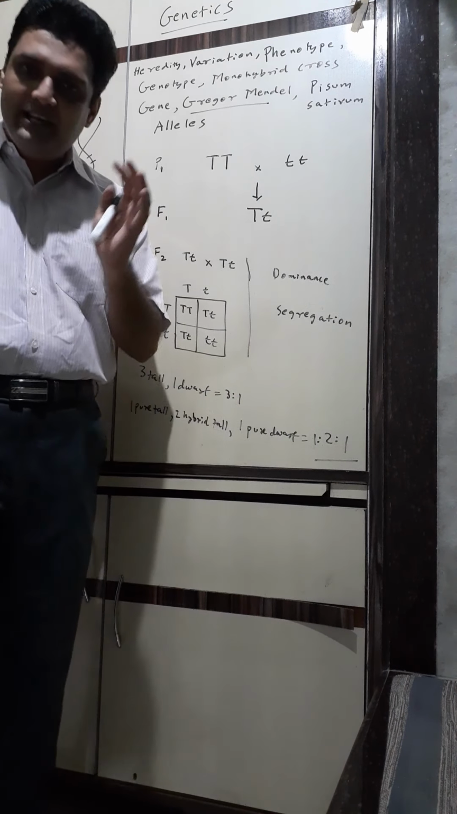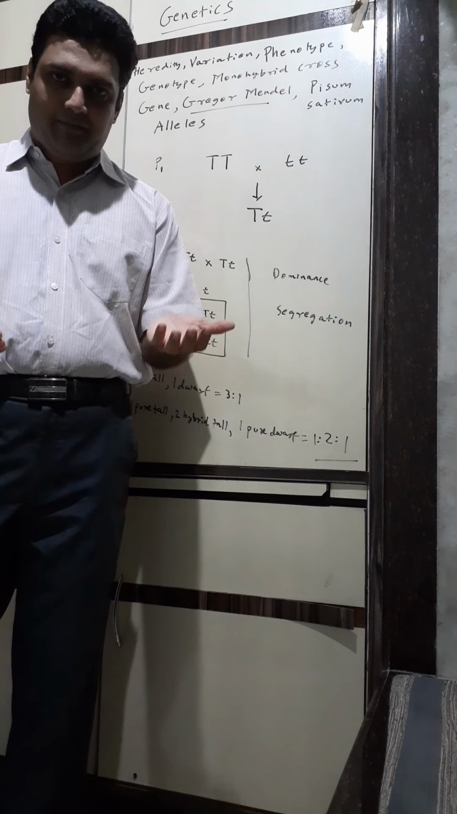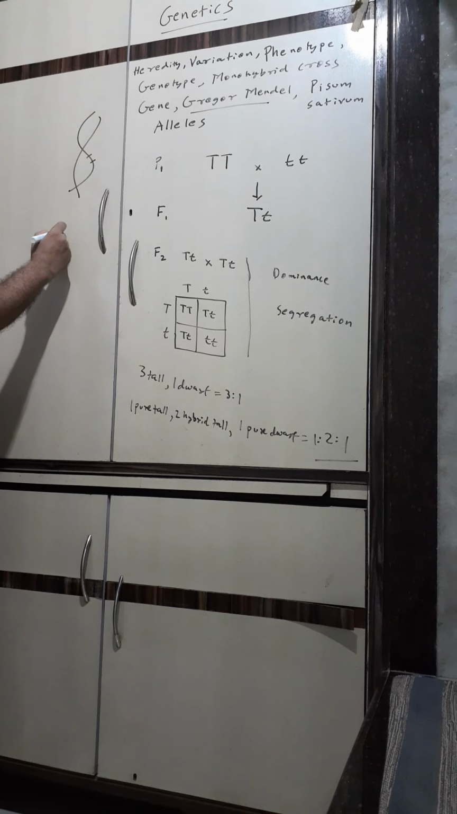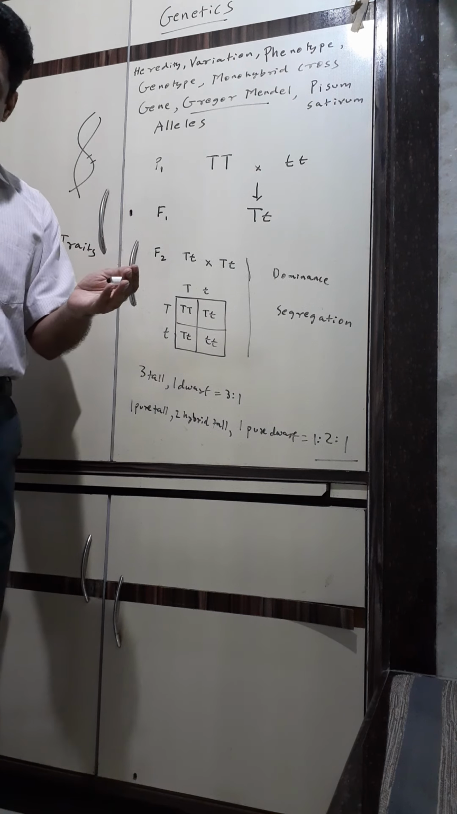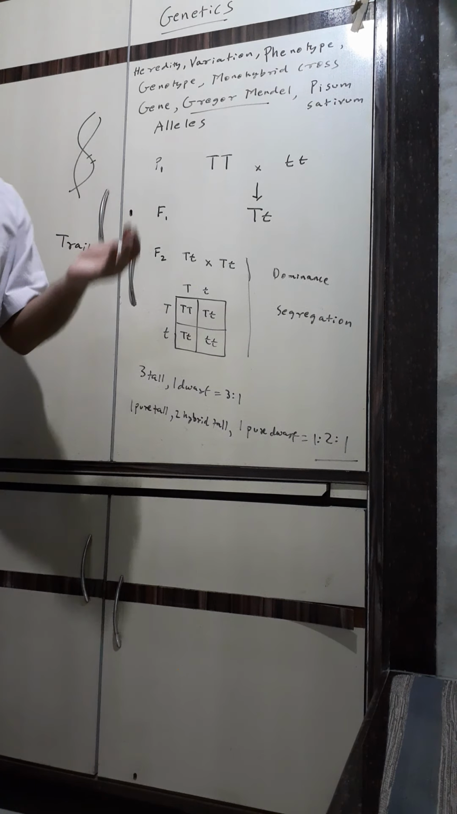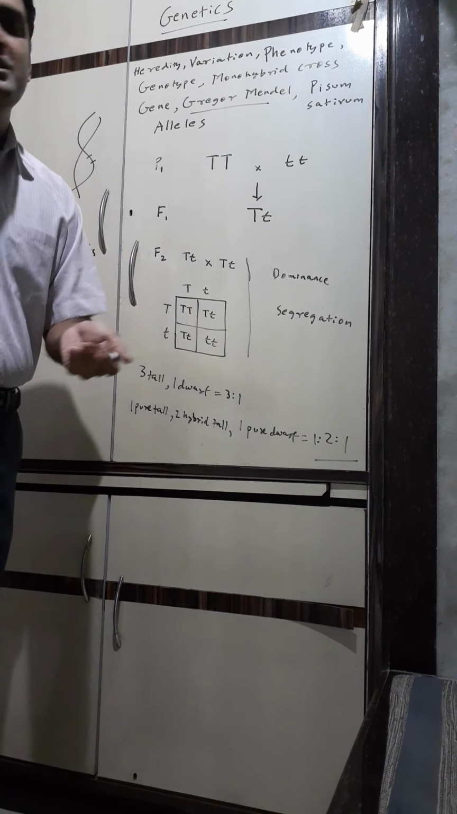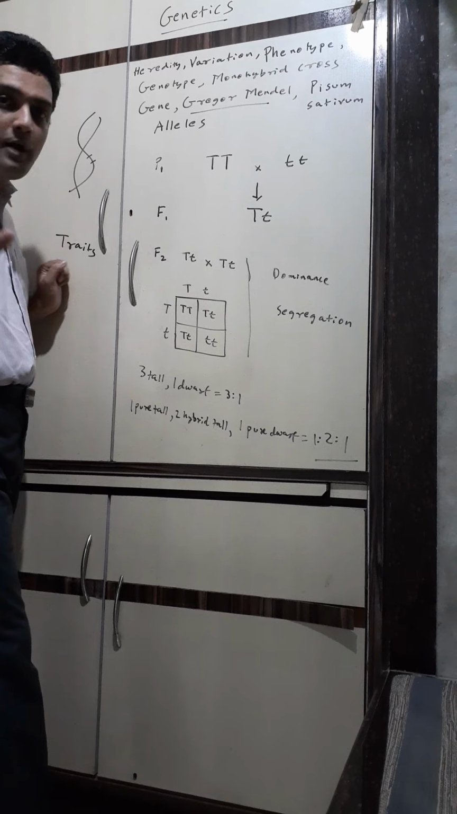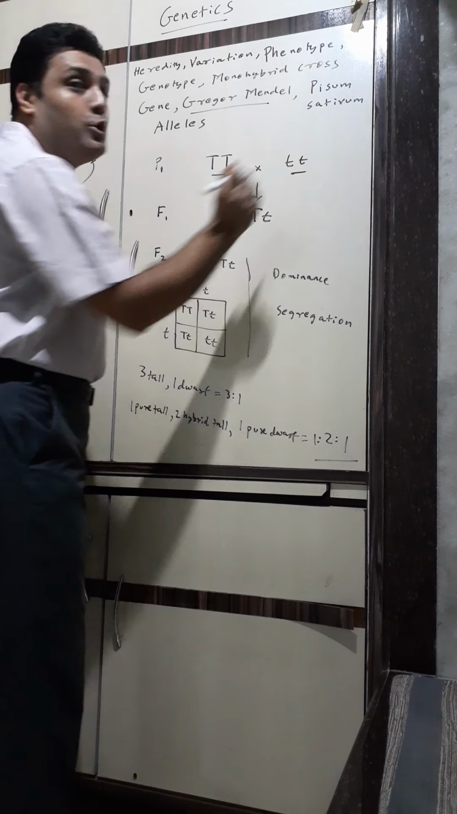When we study a particular feature, it is called a character. Alternative forms of a character are called traits. So tall and dwarf, fair and dark, curly hair and straight hair. They are opposites. So these are traits. He took a pure tall pea plant and crossed it with a pure dwarf pea plant.